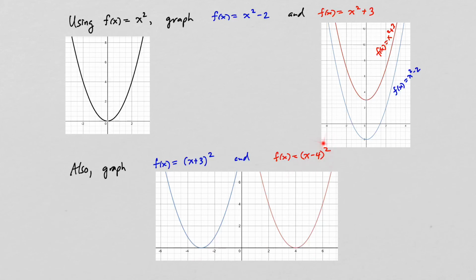For the other function, the red function, f(x) = (x - 4)², that one moves the graph 4 units to the right. Why does it move it to the right? Because if x is positive 4, 4 - 4 is 0. And so that vertex gets moved 4 units to the right. So the bottom line is, when you add or subtract something to a function, either on the inside or on the outside, that's going to move the function up, down, left, or right. And I'm going to summarize this on the next page.